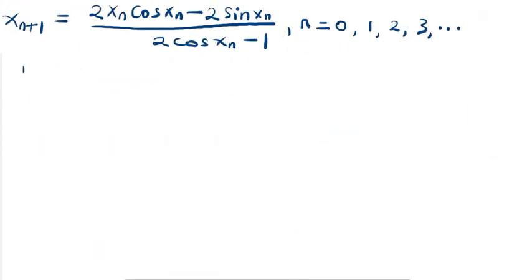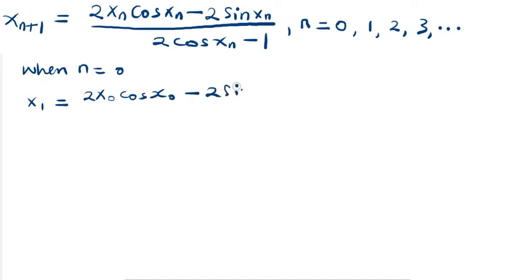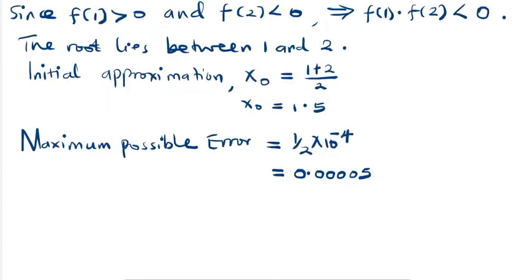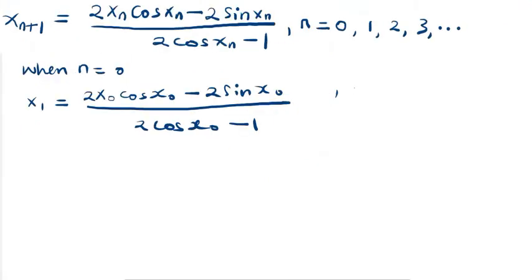When n is equal to 0, when you put n here, we shall get x1 being equal to 2 x naught cos x naught minus 2 sine x naught over 2 cos x naught minus 1. But our x naught, which is the initial approximation, is 1.5. So we have x naught equal to 1.5. Replacing it here gets us the first root.